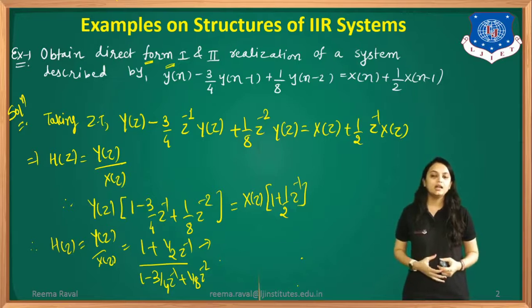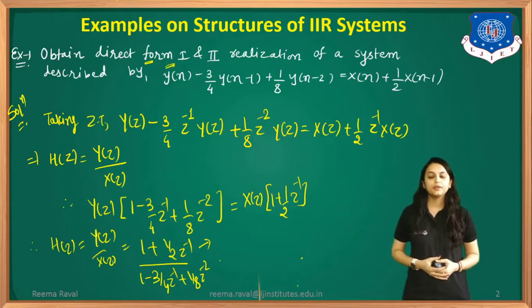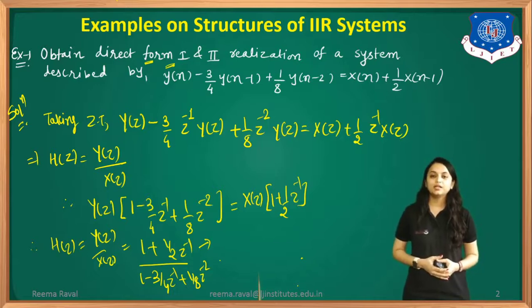So here we are targeting the first example of which the data is given. The example is to obtain direct form 1 and 2 realization of a system which is described by the system equation, y of n minus 3 by 4 y of n minus 1 plus 1 by 8 y of n minus 2, equals x of n plus 1 by 2 x of n minus 1. So this is the system equation given to us.